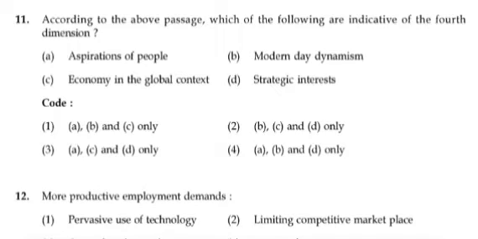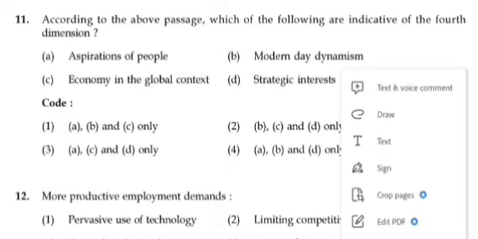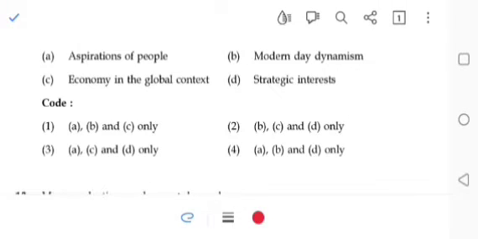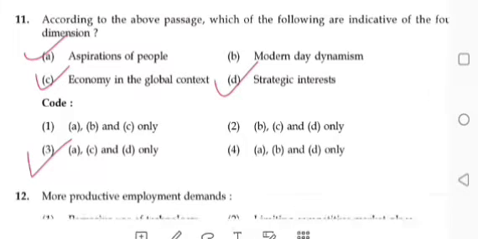Aspirations of people, modern day dynamism, economy in the global context, strategic interests. Options: A, B, C; B, C, D; A, C, D; and A, B, D. So for number 11, it will be number 3. That means aspiration of people, economy in the global context, strategic interests: A, C, and D. That means code D will be correct.